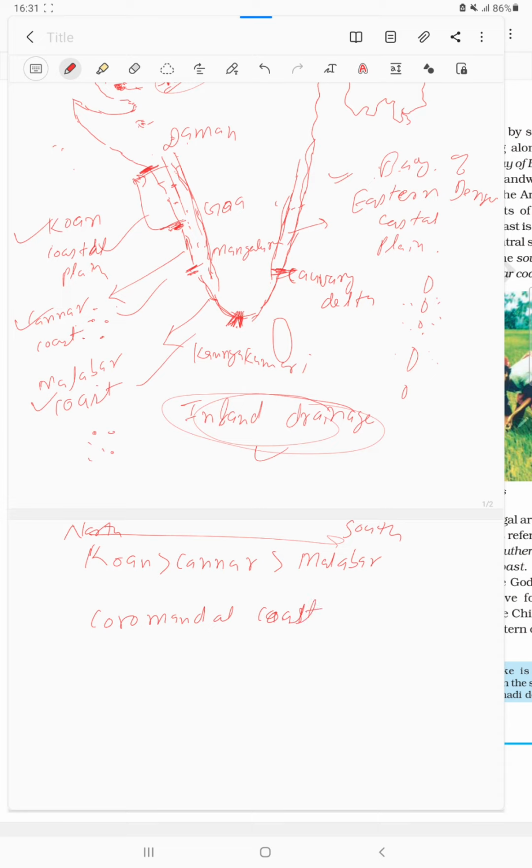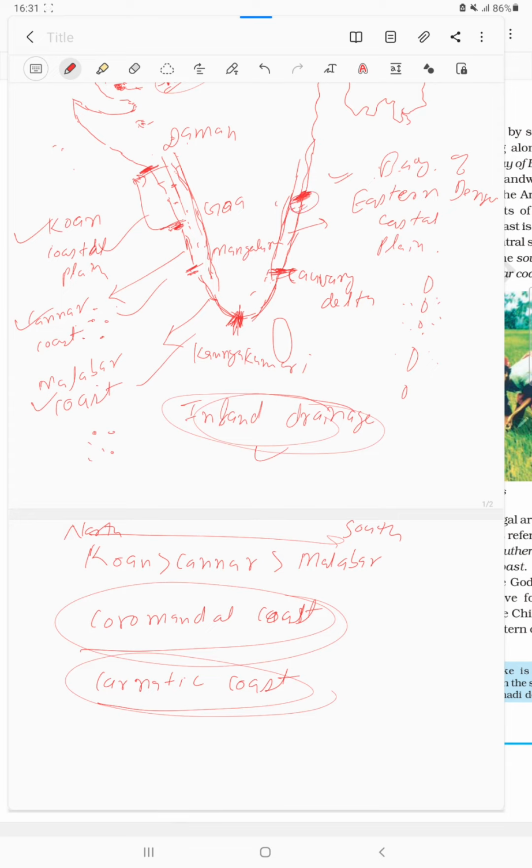What is Coromandel? The extension of the Coromandel Coast is from Kanyakumari to Kaveri Delta. Clear? This one is the Coromandel Coast, and this is part of the eastern coastal plain. Clear? And then from Kaveri Delta to here, Krishna Delta, that is known as Carnatic Coast. The extension of Carnatic Coast is from Kaveri to Krishna Godavari Delta.